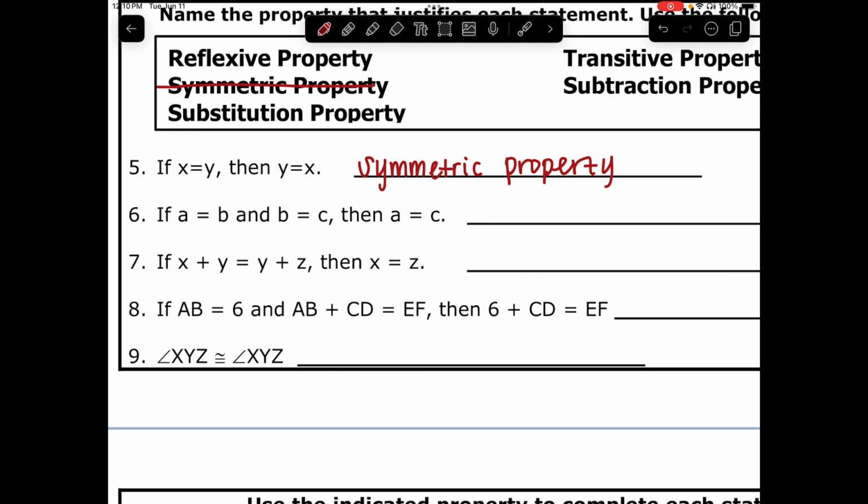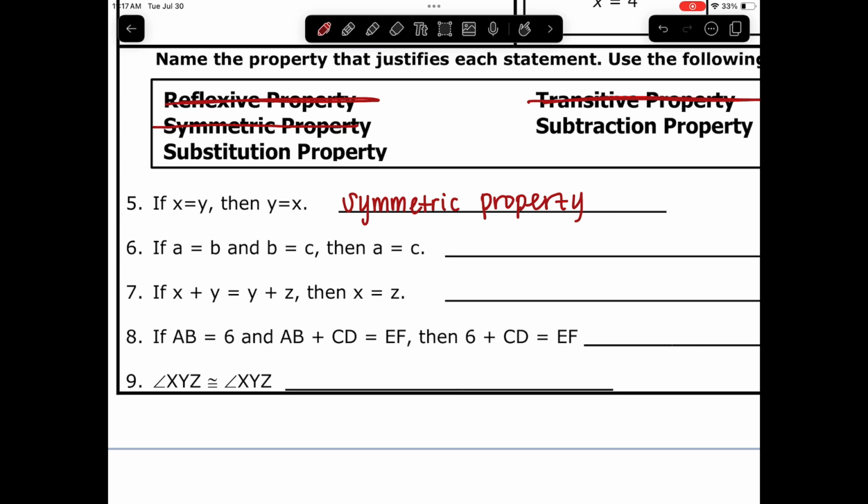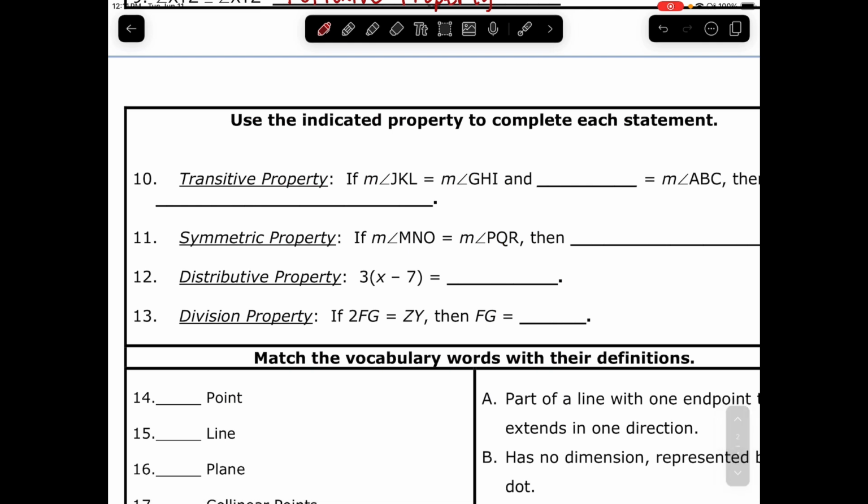Number 7, if x plus y equals y plus z, use the indicated property to complete each statement. Actually, you go ahead and try number 10.